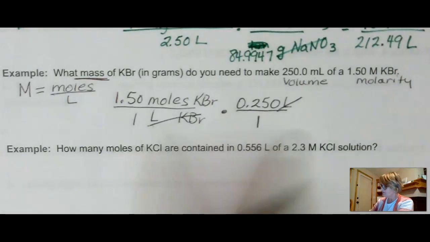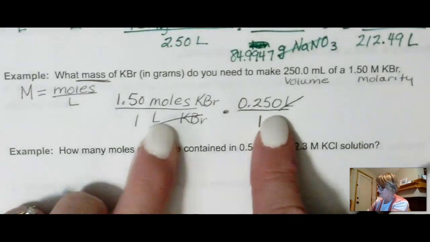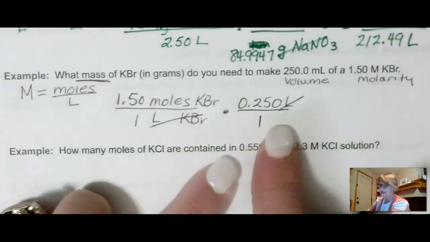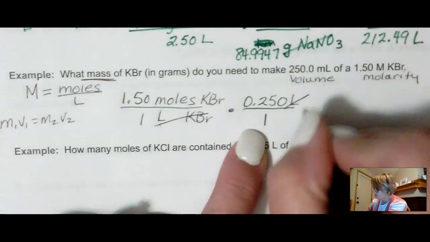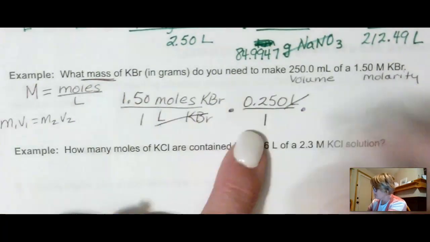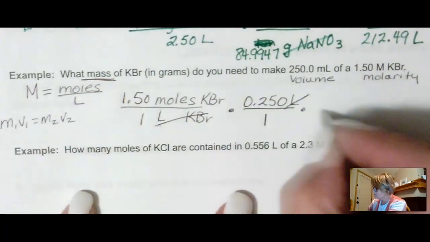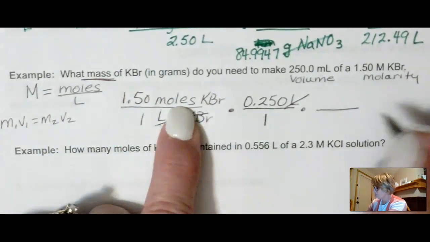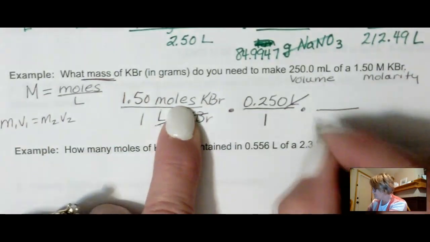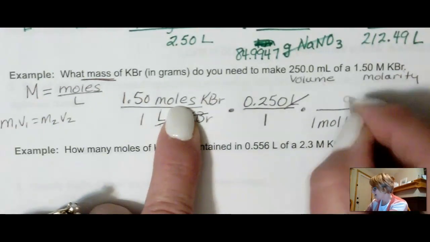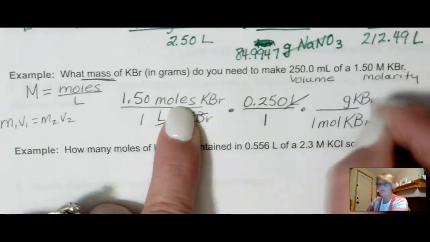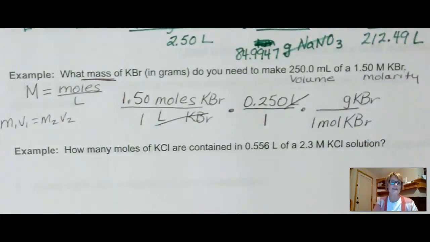By doing this multiplication, your molarity times your volume, that's going to give me the number of moles. So now I have it in moles. But what it asked for was grams. What is the mass in grams? So now I've got my mole to gram conversion. One mole of potassium bromide is how many grams of potassium bromide? And remember, that is your molar mass that you're going to have to calculate out.